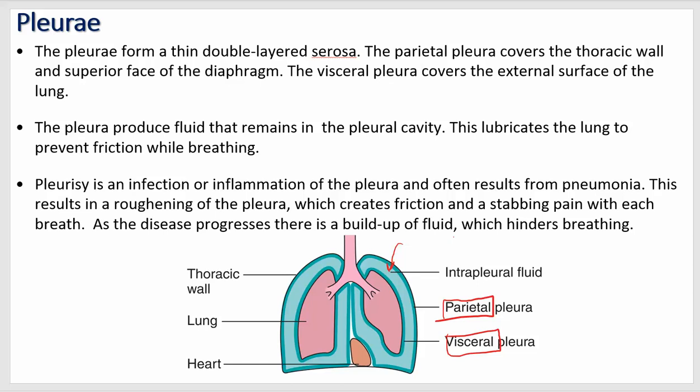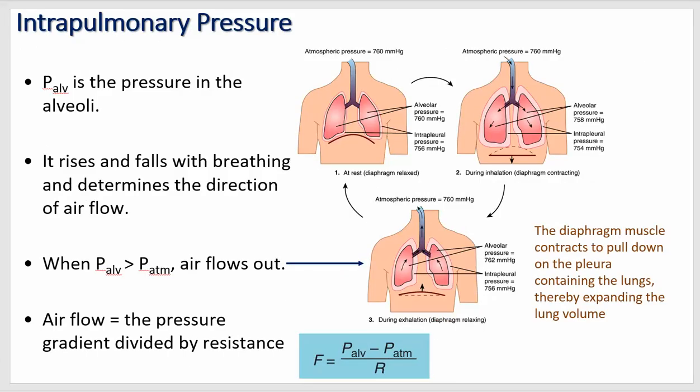So you've got granulation material in there, causing friction, stabbing pain with each breath, and then there's that buildup of fluid, which can hinder breathing. It can push against the lung and make it difficult for the patient to breathe, shortness of breath, that kind of thing. And then you order a chest X-ray and look and find it, and that's it. Then you try to get rid of that fluid with diuretics or whatever. I don't know. So let's see, intrapulmonary pressure.